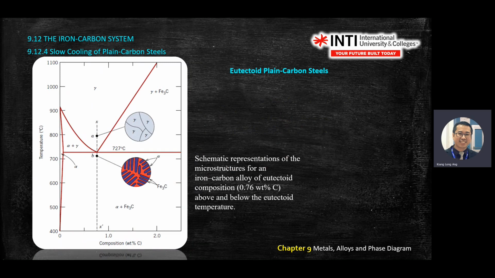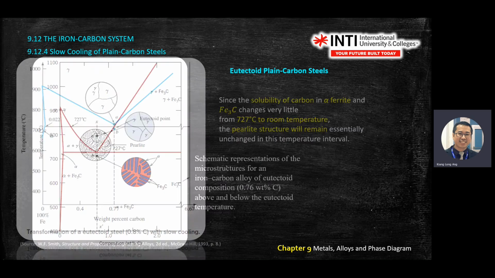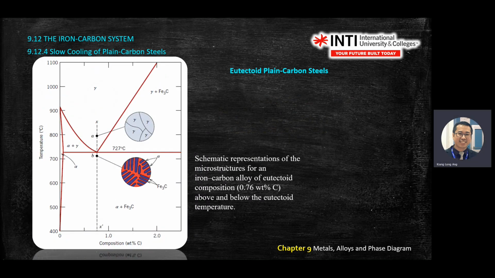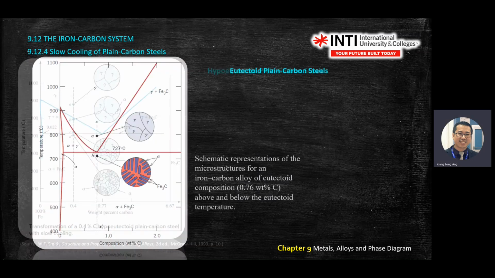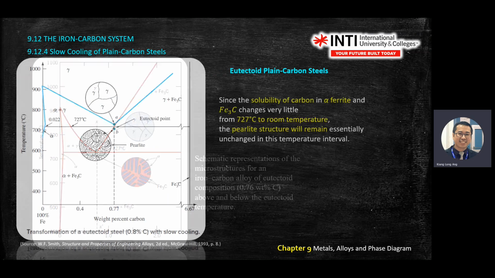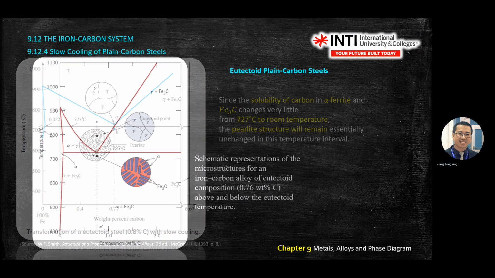Then we show you another diagram. If you compare side by side, this one is the iron-carbon diagram of eutectoid steel at 0.76% carbon. So this is actually the same. Just showing you.